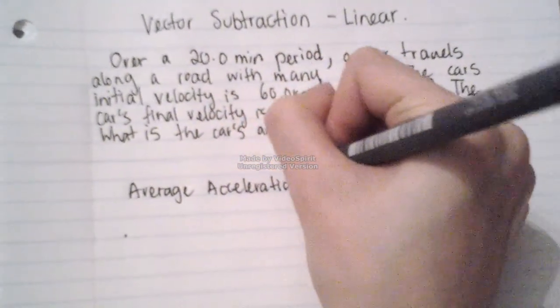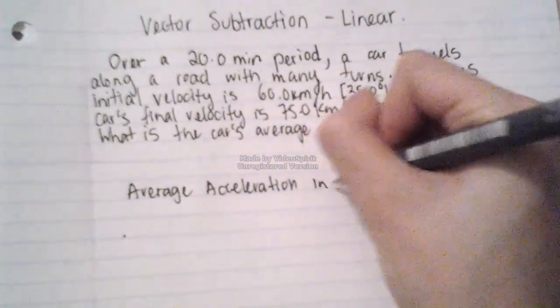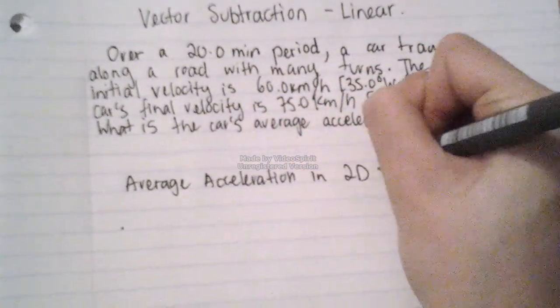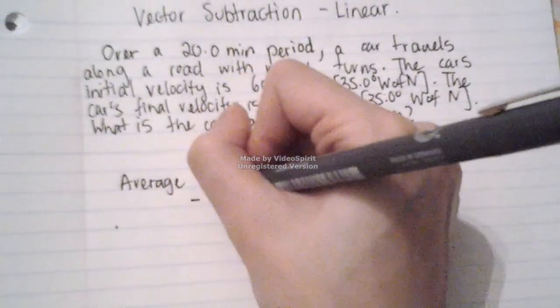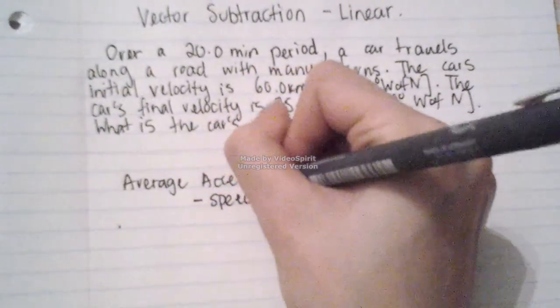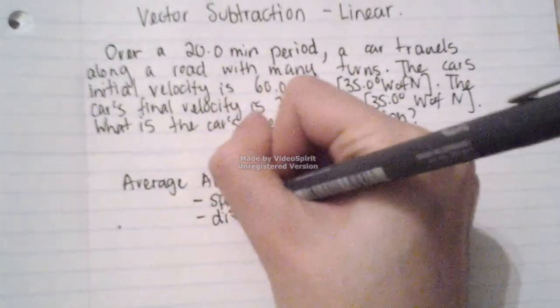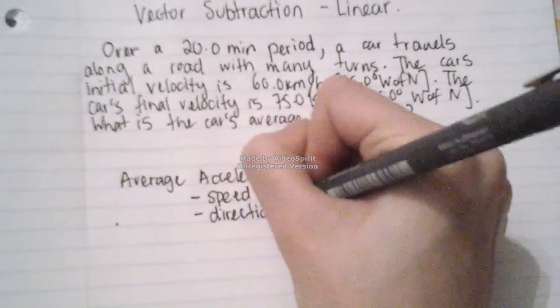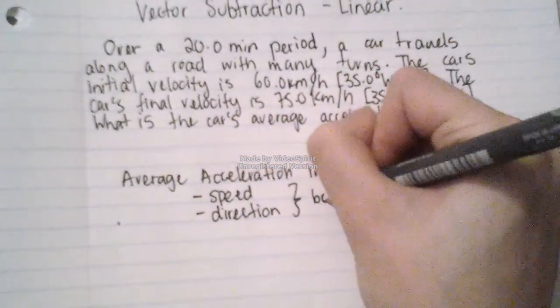Average acceleration in 2D occurs when there is a change in speed, a change in direction, or a change in both.